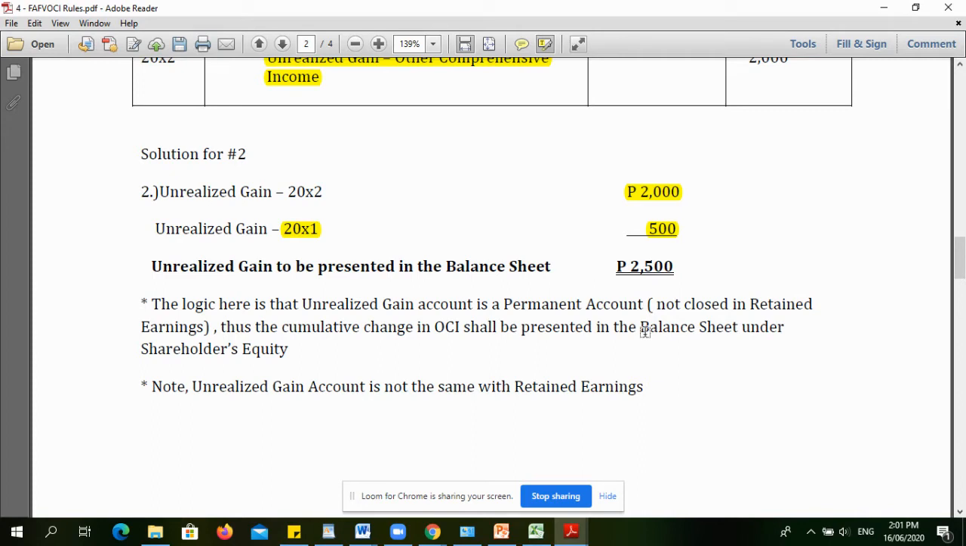The logic here is unrealized gain account is a permanent account. So again, unrealized gain, OCI, is not closed to retained earnings. Thus, the cumulative change in other comprehensive income shall be presented in the balance sheet under shareholders' equity. And finally, to remind you, unrealized gain account, OCI, is not the same as retained earnings. Unrealized gain, OCI, is a permanent account.